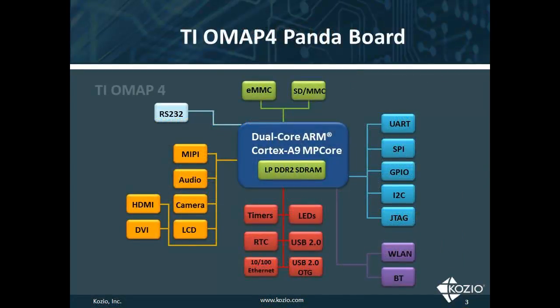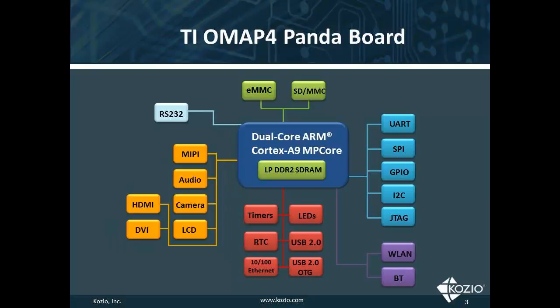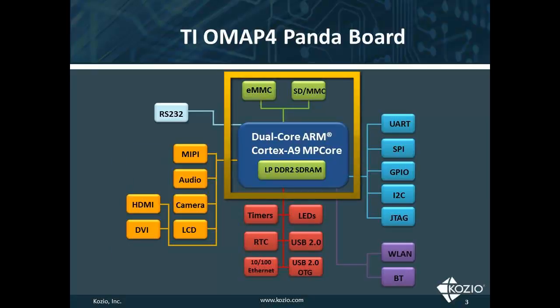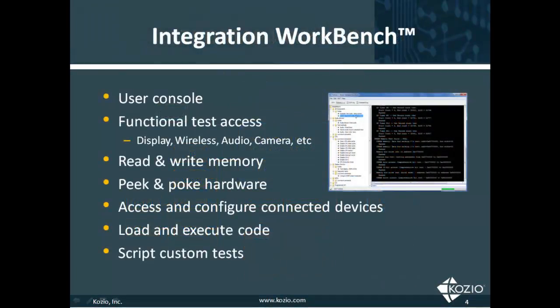As I mentioned, the Panda board is based on a TI OMAP4 processor. This is a block diagram of the development board that we'll be using as our device under test. As you can see, we have MIPI, audio, camera, HDMI, etc. Casio offers functional tests for each of these blocks, but in the case of this video, we're going to focus in on the memory. The test process will be driven through Integration Workbench, which acts as a user console.